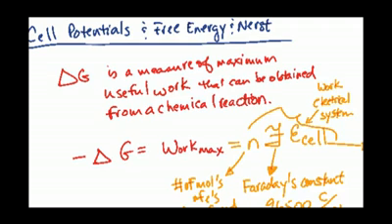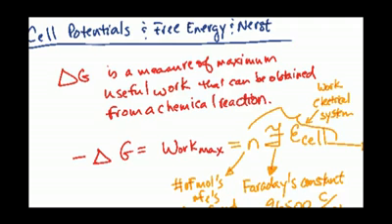Today we're going to be looking at cell potentials, free energy, and the Nernst equation. If you guys remember, delta G, Gibbs free energy, is a measure of spontaneity of a reaction. If it was less than 0, spontaneous, greater than 0, not spontaneous, equal to 0, at equilibrium. Well, delta G is also a measure of maximum useful work that can be obtained from a chemical reaction.